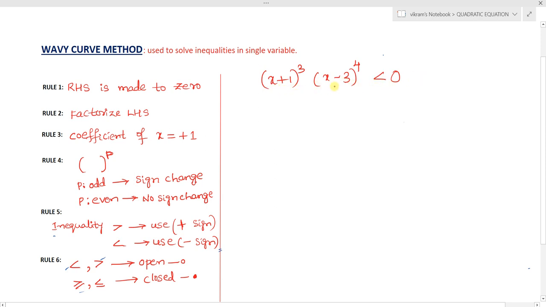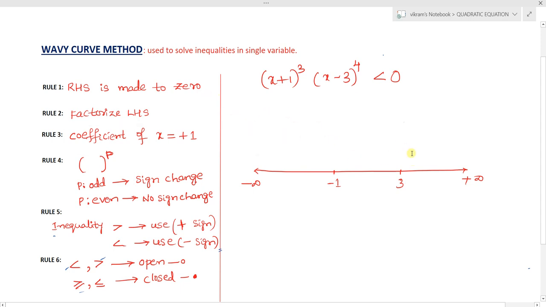Coefficient of x is 1, okay, the coefficient of x is plus 1 only. Next we are having the values of x: x minus 3 means x is equals to 3, and x plus 1 means x is equals to minus 1, okay. Now in a real scale of minus infinity to plus infinity, represent the two values where x is equals to minus 1 and x is equals to plus 3.